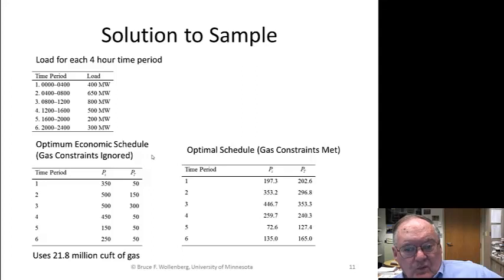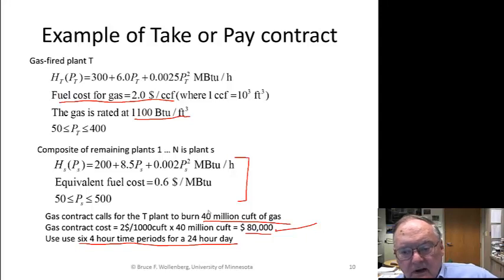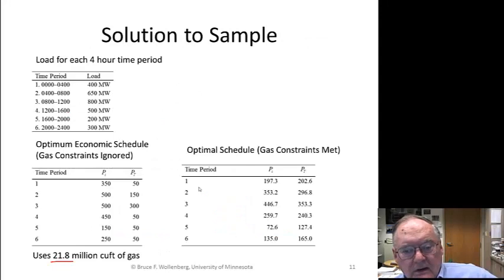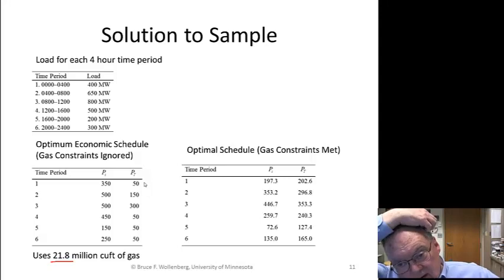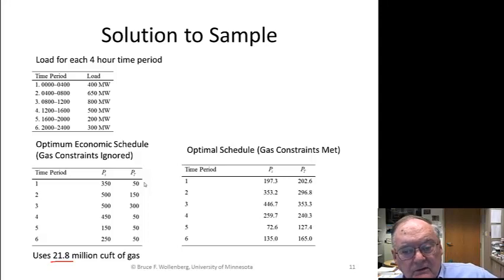And we work out the optimum economic schedule with the gas constraints ignored. If I did that, the T unit would use 21.8 million cubic feet of gas. Now my contract, I wanted to burn 40 million. So if I just piped the gas in and put the gas on at a certain price, I wouldn't use enough. The gas supplier, I wanted to use more. So then I made the gas constraint met, and you'll notice that I'm burning a lot more from this one and a lot less from the other units here. So I'm burning more from this unit to get to that 40 million cubic feet of gas.